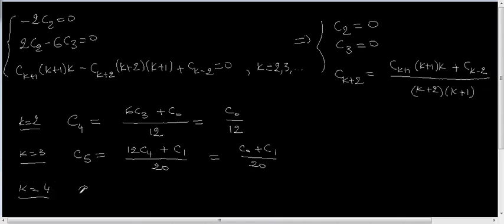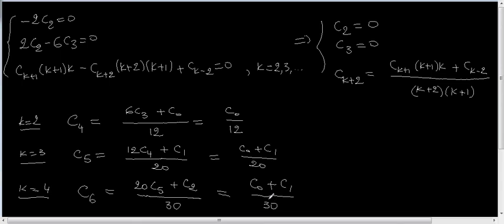When k equals 4, we obtain c6. For c6, k equals 4, that means 20 c5, plus k is 4, so we obtain c2, k minus 2 which is 2, over, when k equals 4, we obtain 30. Now c2 is 0, and if you multiply c5, which is c0 plus c1 over 20, with 20, it will be just c0 plus c1. So at the end we have c0 plus c1 over 30.